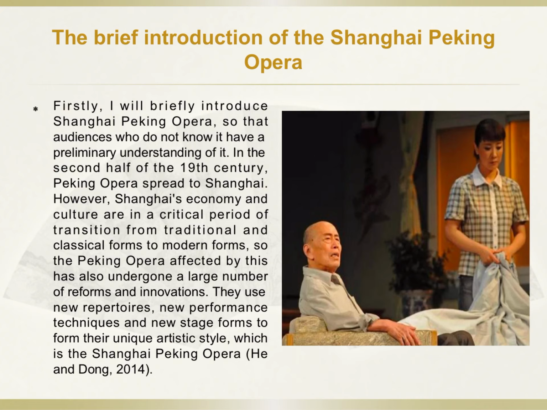In the second half of the 19th century, Peking opera spread to Shanghai. However, Shanghai's economy and culture were in a critical period of transition from traditional and classical forms to modern forms. So, Peking opera, affected by this, also underwent a large number of reforms and innovations. They used new repertoires, new performance techniques, and new stage forms to form their unique artistic style, which is the Shanghai Peking Opera. So, let's get started then.